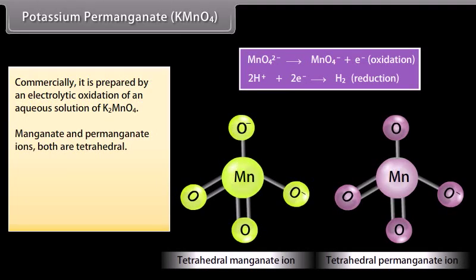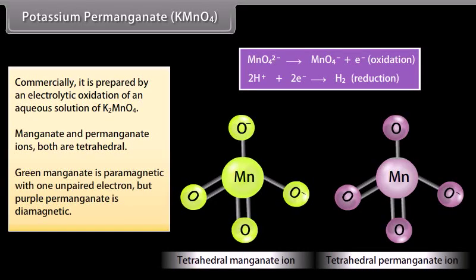Manganate and permanganate ions are both tetrahedral. Green manganate is paramagnetic with one unpaired electron, but purple permanganate is diamagnetic.